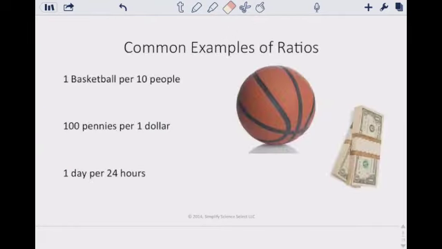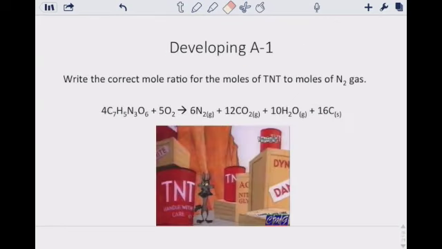So other common examples of ratios that we see: a basketball game is 1 basketball per 10 people. We know that there's 100 pennies per dollar, and in one day you have 1 day per 24 hours. Those are examples of ratios. That's what the mole ratio is. It's just a ratio comparing two things. But we can use it in dimensional analysis to help us determine amounts of products and reactants.